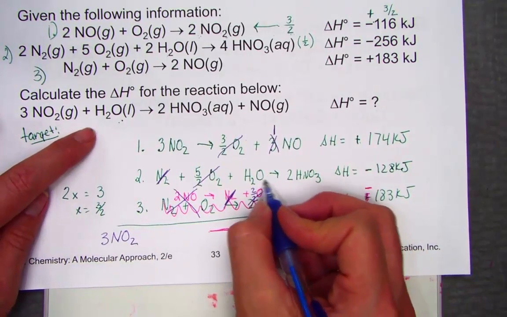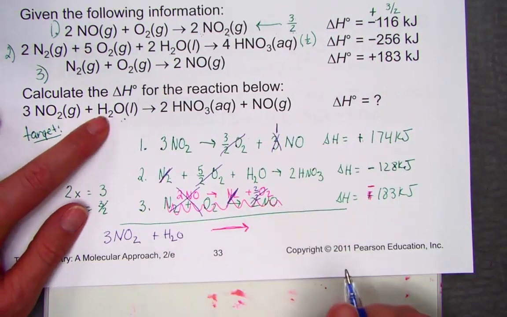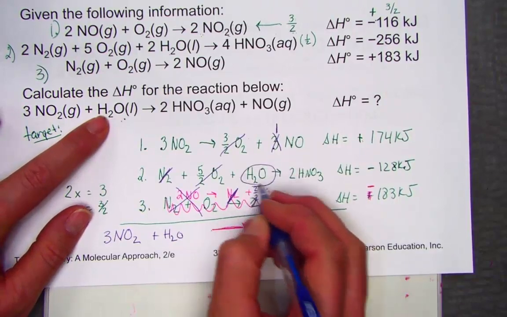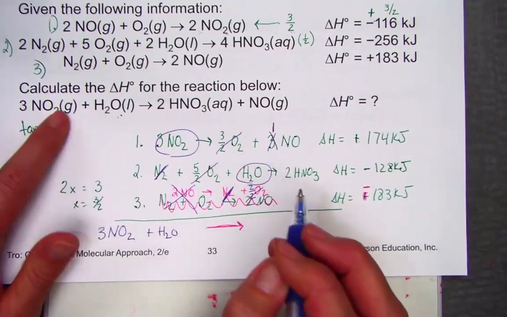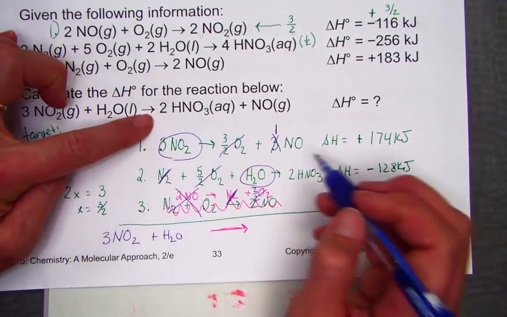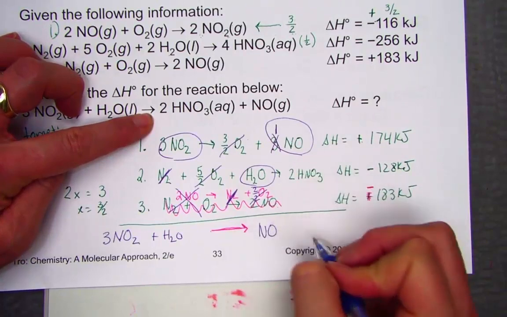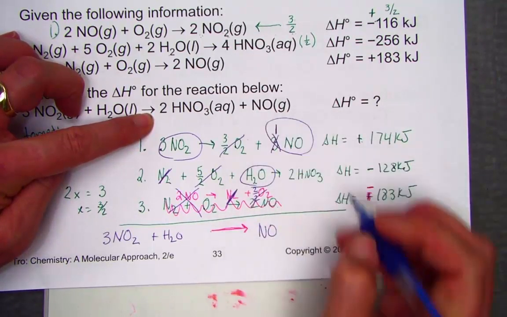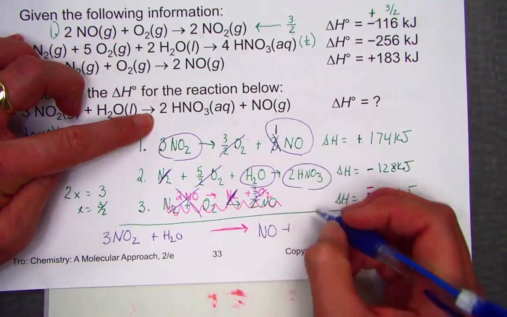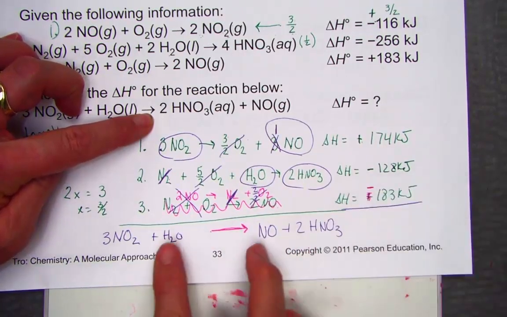I see in equation 2 a reactant, and that's the water molecule. That's cool, because there it is. It's in our target. Those are the only 2 reactants left over, and they match the target. Let's look to the right side of the arrows. I have 1 molecule of NO that did not cancel out, and that's in our target, and 2 molecules of HNO3. This indeed matches the target equation.